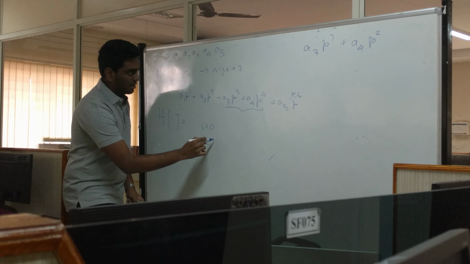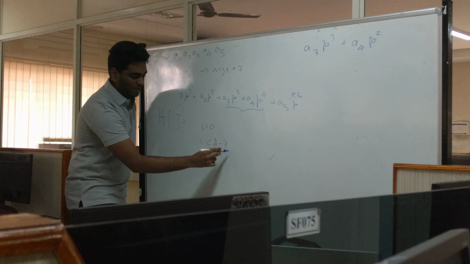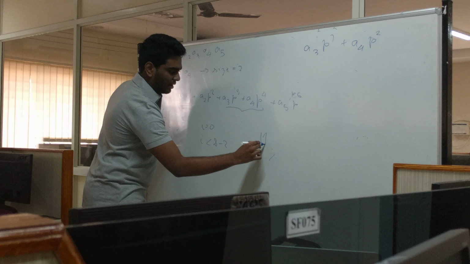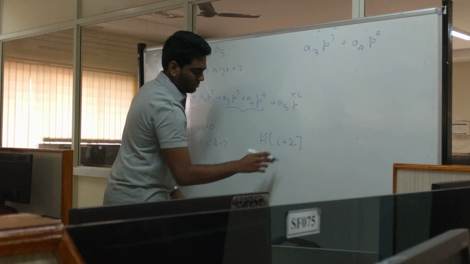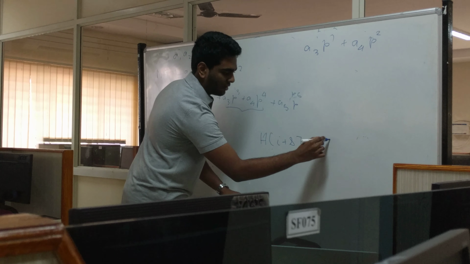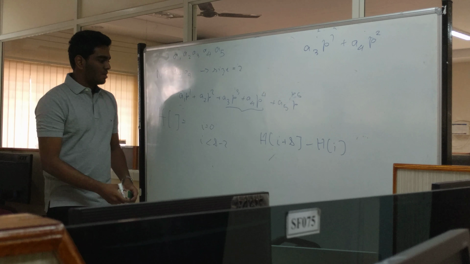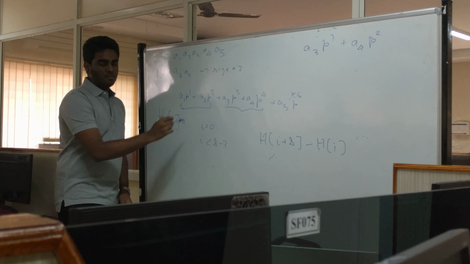I'll go till I less than this, let's say s minus 2. I'll go to I less than s minus 2. I will find h of I plus s minus h of I. Okay. So in the first case, s is 2 here. So in the first case, we will see this.